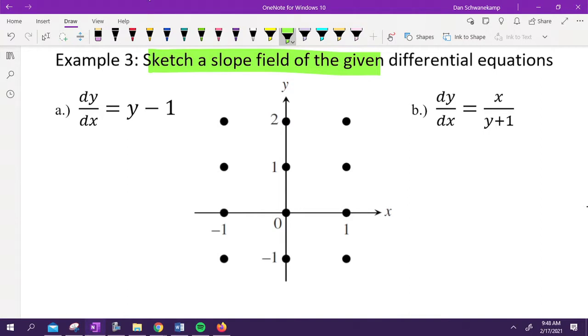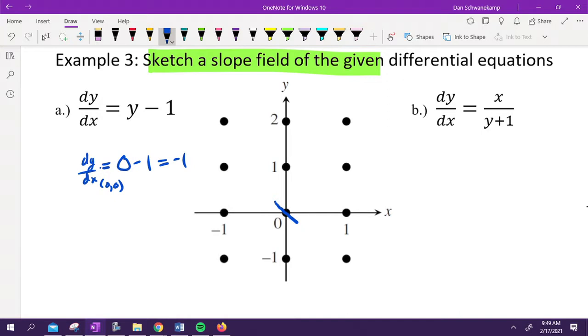Looking at this example, all we got to do is go through each ordered pair and plug them in. So for example, let's start at 0, 0, because that's my favorite ordered pair to plug in. If I plugged in 0, 0, what would my slope be? Well, it would be 0 minus 1. -1. dy over dx would be -1 at 0, 0. Cool. So slope of -1.